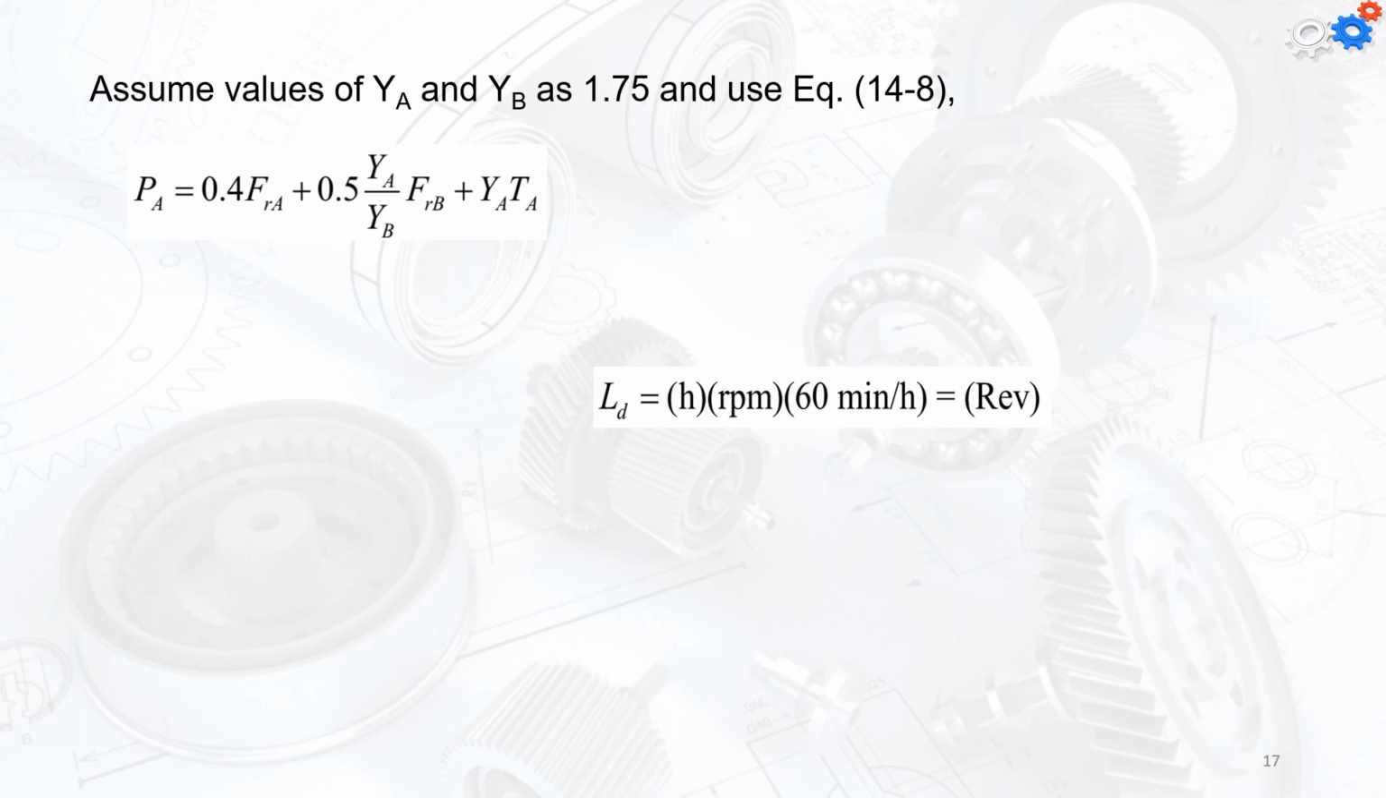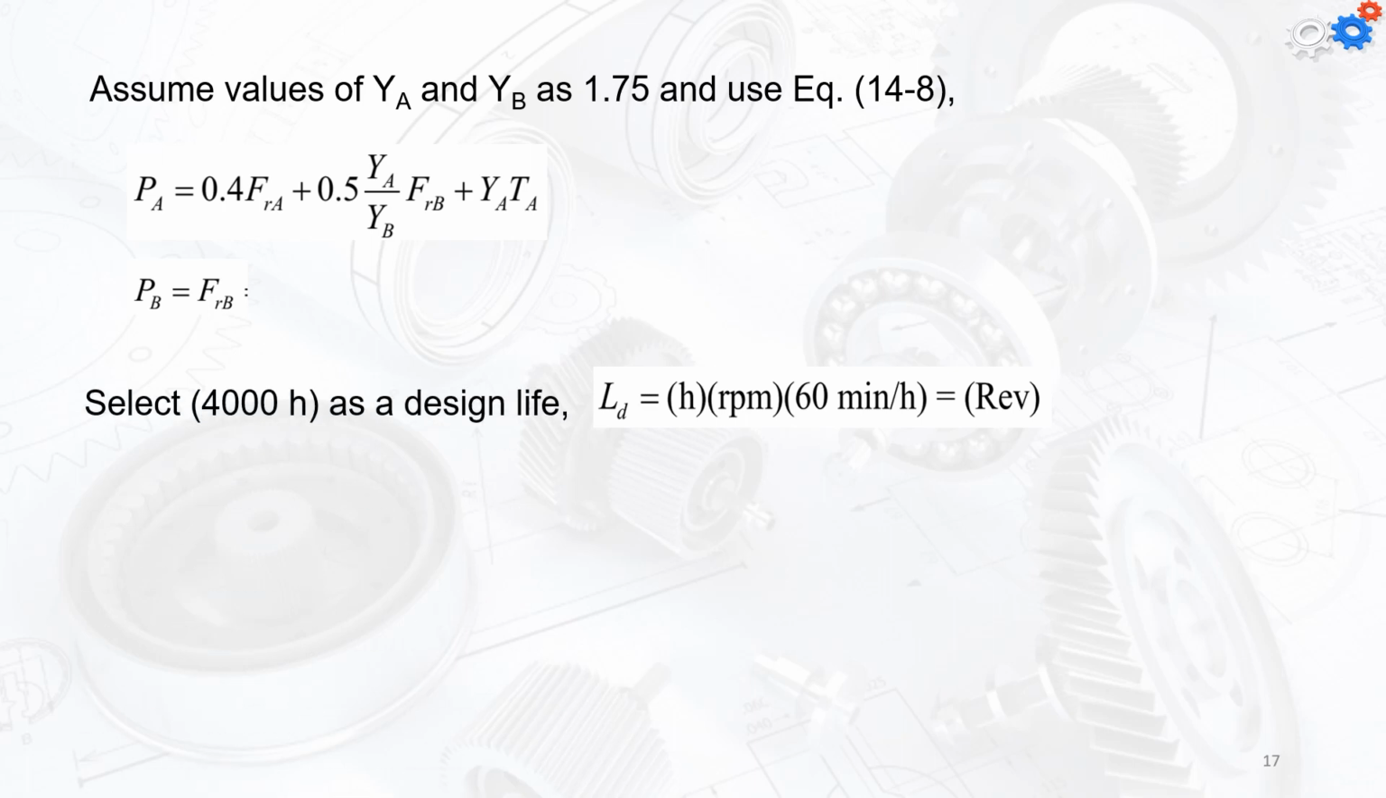The next step is to assume the values for the YA and the YB as 1.75 and use equation 14.8. Now we apply equation 14.8 to find the value for the PA, and the PB is going to be equal to the radial force for the bearing B.